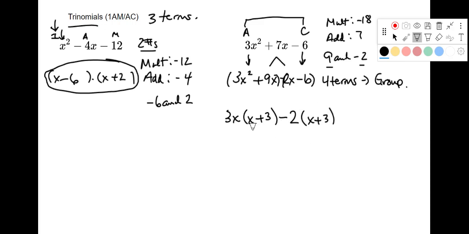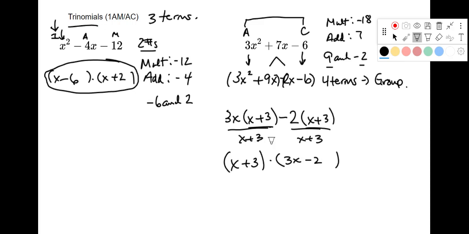Now, I have 2 more terms. 1 term, 2 terms. There's a GCF. There it is, x plus 3. It's in common in both. So I'm going to take out my x plus 3. And if I divide both of these terms by the x plus 3 that I took out, I'm going to be left with, in the parentheses, 3x minus 2. And that has been factored correctly using the AC method.